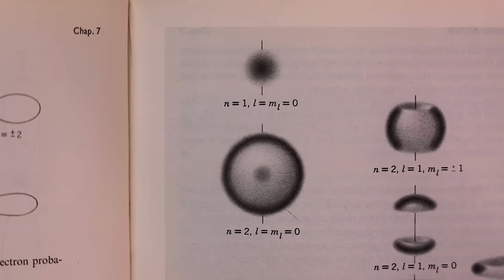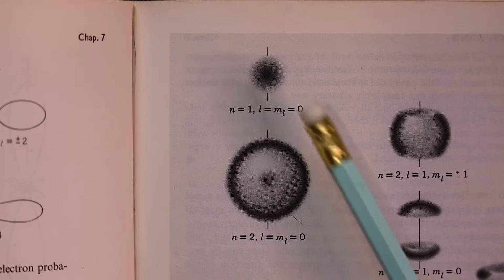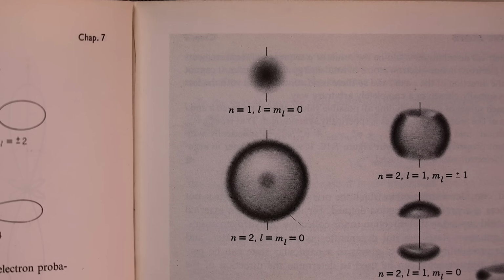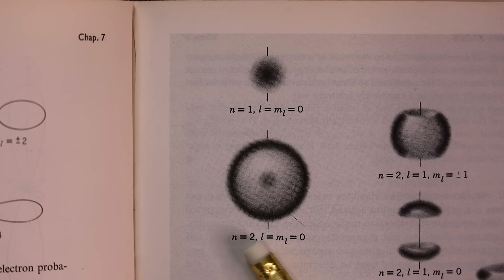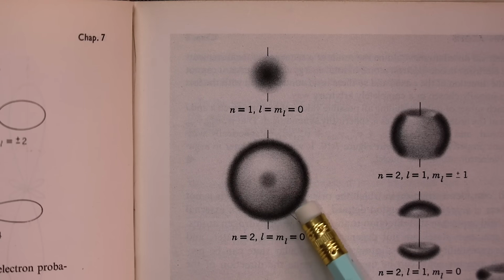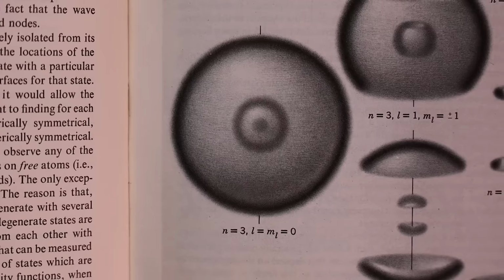Here is n equals 1, and l and m_l are equal to 0. It's a pretty simple little cloud clustered around the nucleus. But increase n to 2, that's now a higher energy level, and the radial size of where you could potentially find the particle has increased. And n equals 3 comes at an even higher energy level and bigger radius.